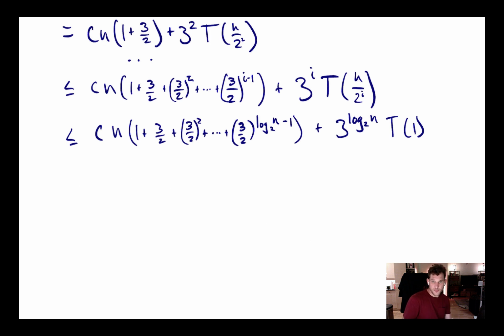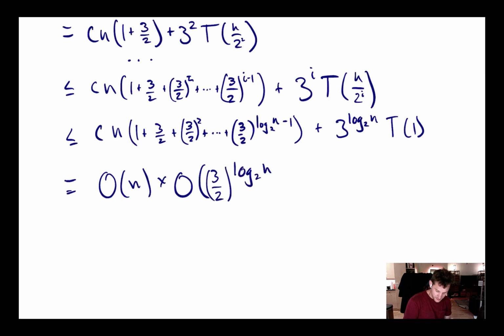Okay, how do we finish this off? We notice that we have an O(n) term here, from this Cn, and in this geometric series right here, the last term is the dominant one because the base is 3 halves. 3 halves is bigger than 1, so this is the term that we care about. Therefore, this thing right here is O((3/2) to the log base 2 of n), plus 3 to the log base 2 of n times O(1).